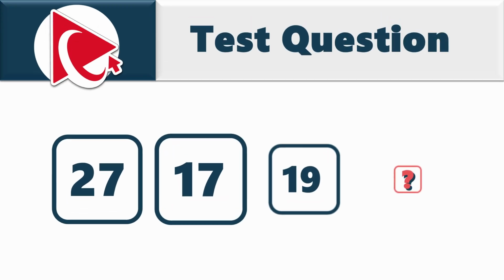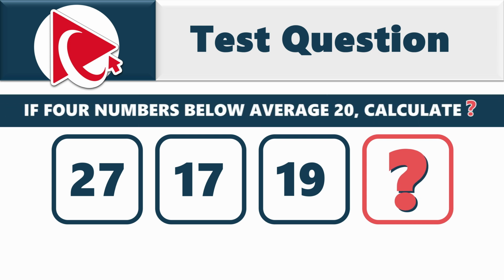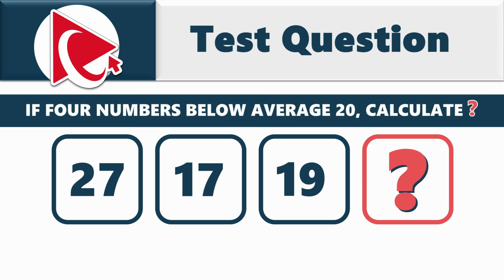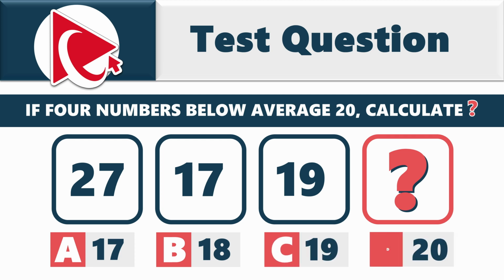You're presented with 4 numbers. In fact, the 4th number is missing. And the question is, if 4 numbers below average 20, you need to calculate the missing number. Once calculated, you need to select the answer out of 4 possible choices. Choice A, 17, choice B, 18, choice C, 19, and choice D, 20.